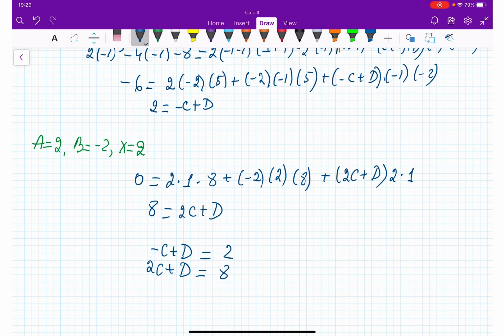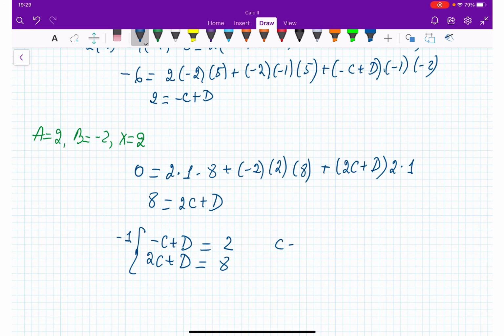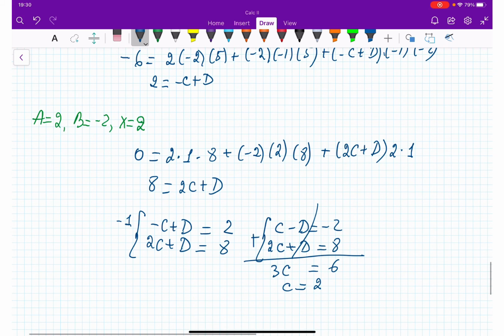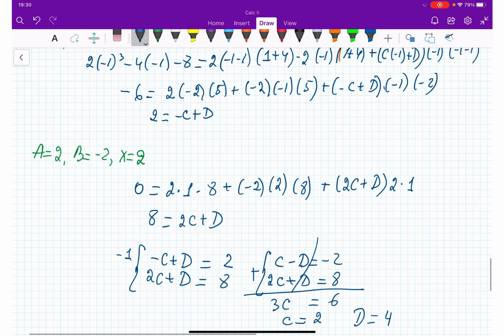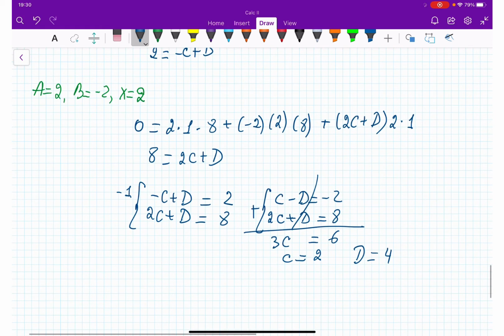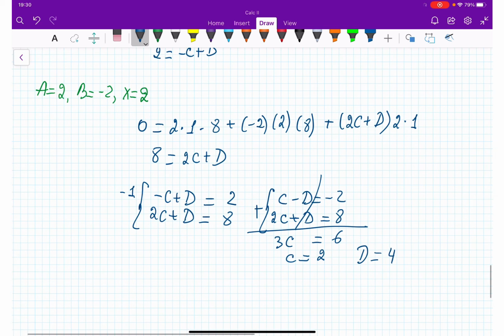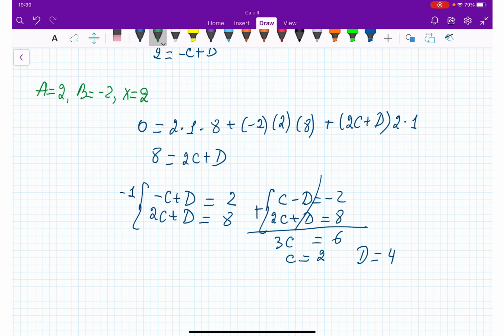Okay, so if we solve it, I'm multiplying by negative 1 here. So I get positive c minus d is equal negative 2. 2c plus d is equal 8. When I add, this is gone, and I am getting 3c is equal 6. C is equal 2. And accordingly, once you plug, you will get d is equal 4. All right, finally. So what do we have? C is equal 2, D is equal 4, our A is equal 2, B is equal negative 2.